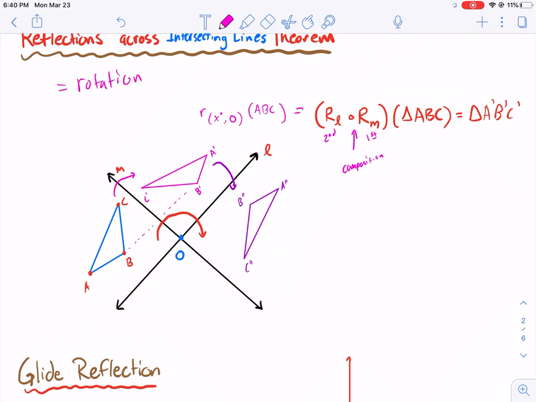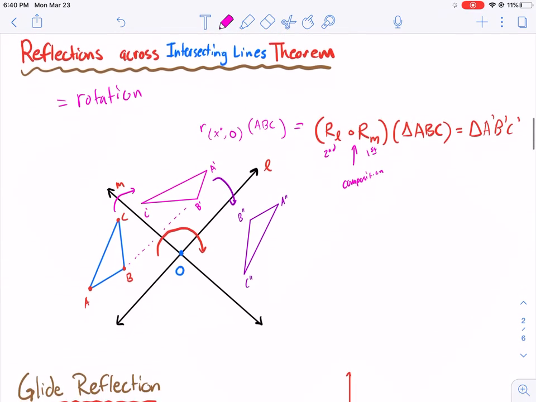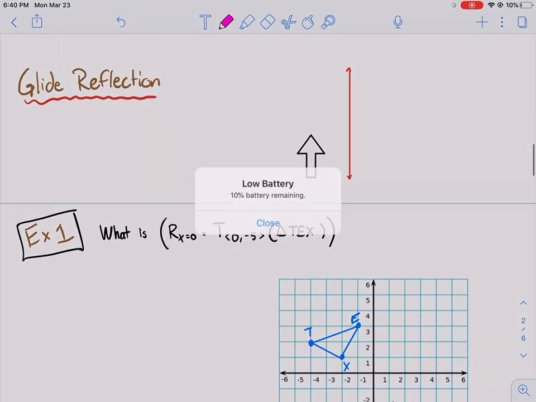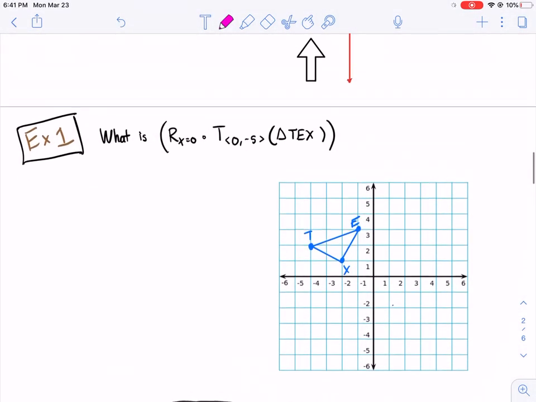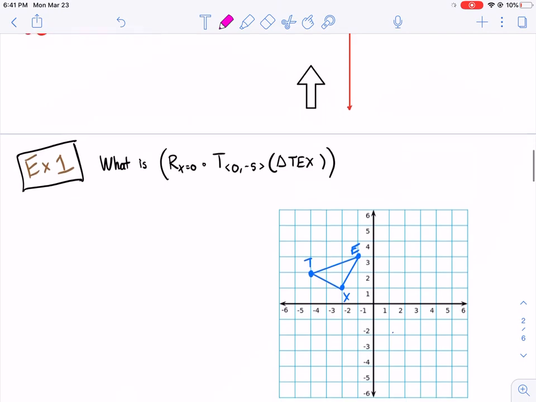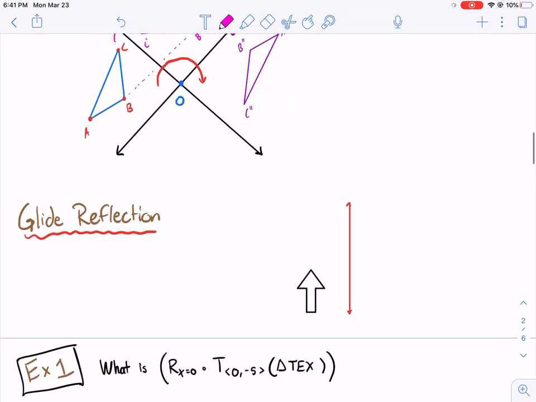That's all I want to show you guys today. Be sure to come back so we can talk over some glide reflections. It looks like my iPad's had enough. Go over some glide reflections, and then we will finish up with an example of a composition.